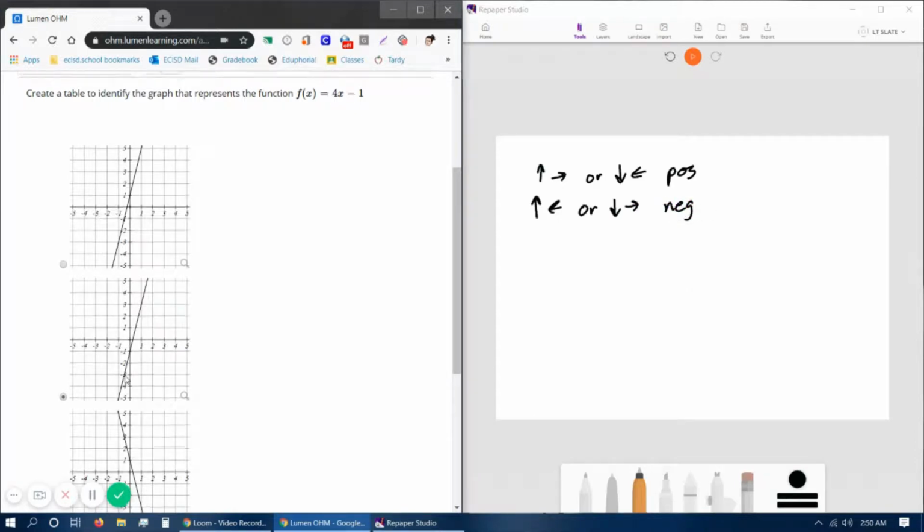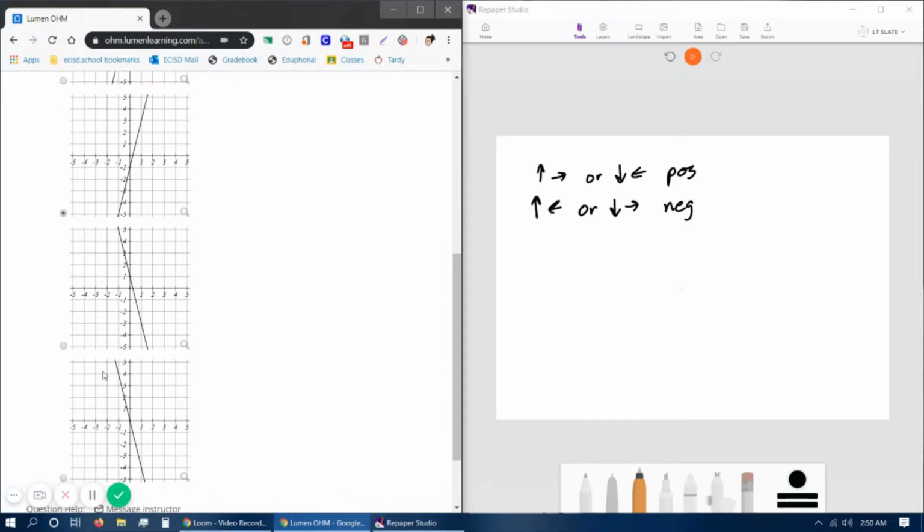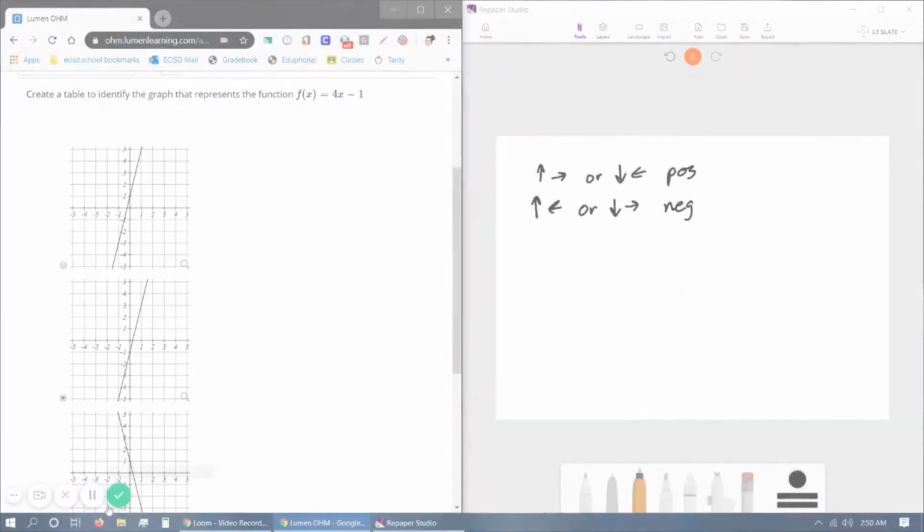This means I can eliminate answer choices 3 and 4 because they have negative slopes. Since answer choice 2 is the only one that passed both the y-intercept test and the slope test, it has to be the correct answer.